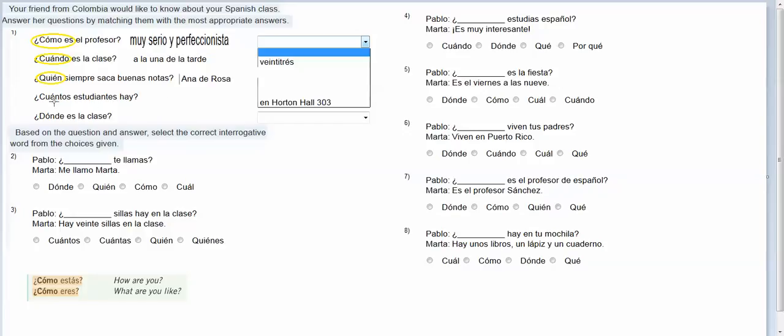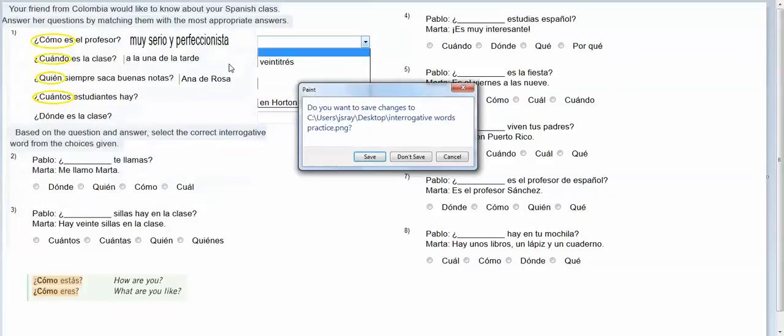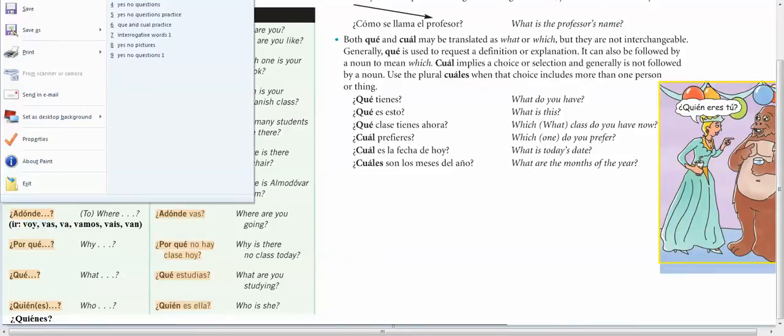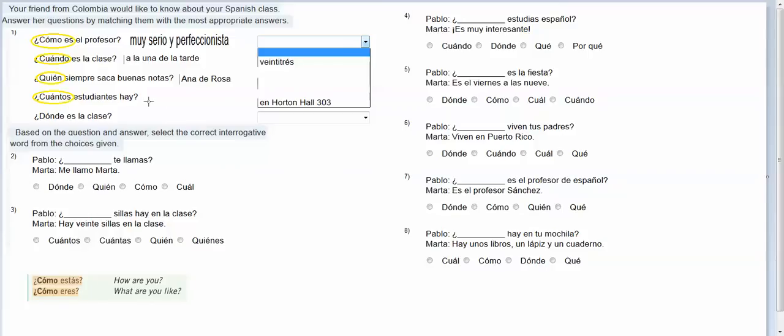Okay. ¿Cuántos estudiantes hay? So now I'm looking at ¿cuántos? If I look back out here at my interrogative words, ¿cuánto is right here. ¿Cuánto means how many or how much. So how many students are there? 23 makes the most sense.